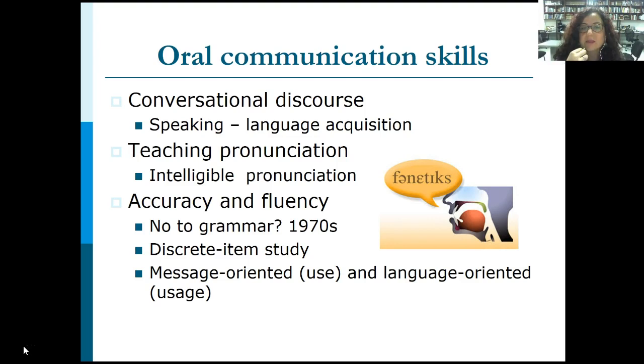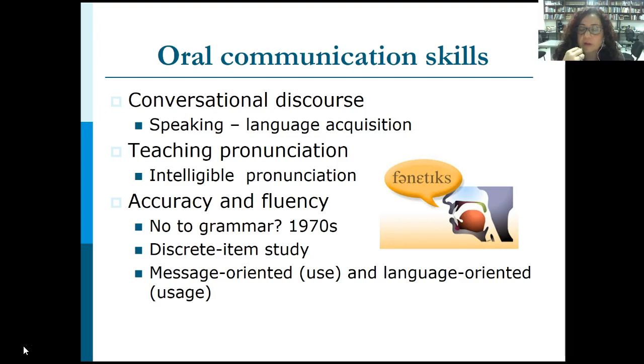For example, there is one thing which is conversational discourse. Our students need to be able to perform speech acts in regular conversations. So that's how we show that through speaking, language has been acquired. Students practice what they have acquired through speaking, and they show what they know through speaking.